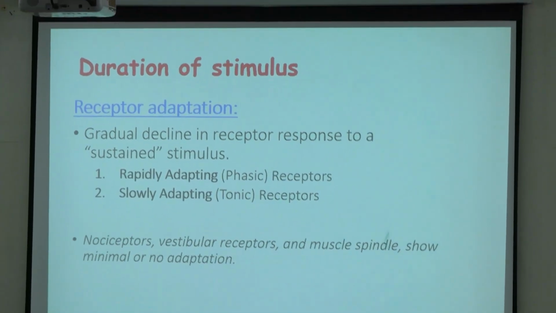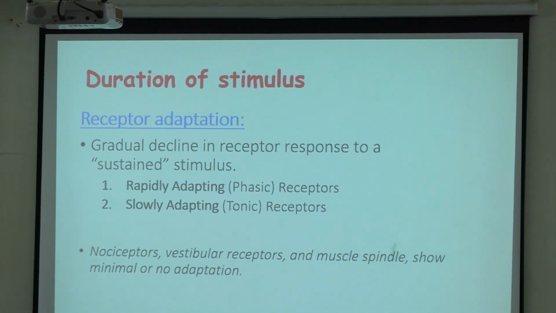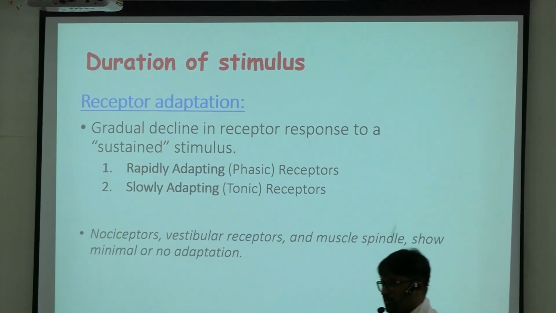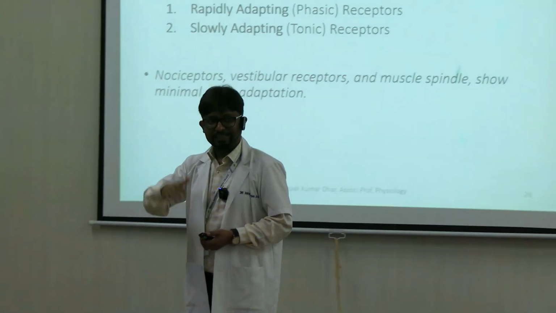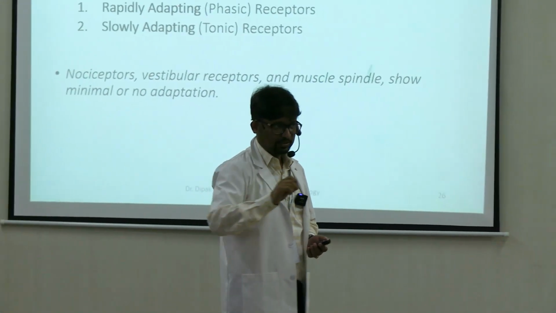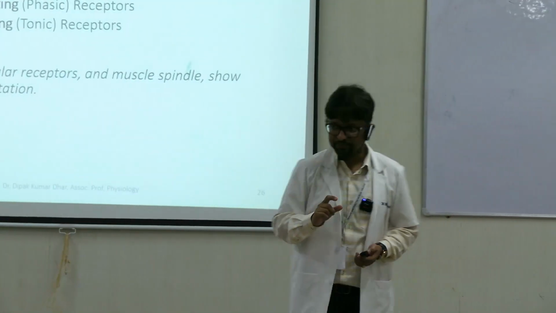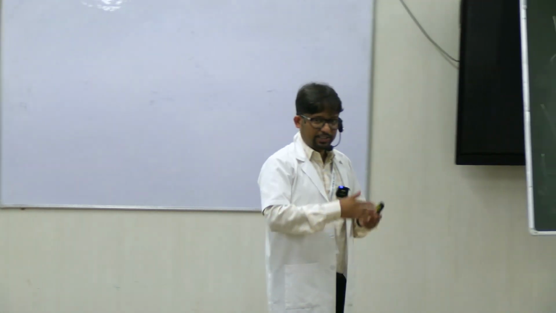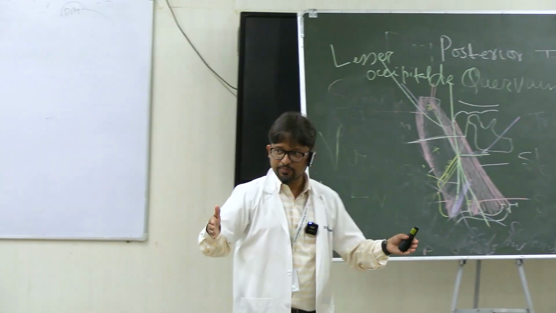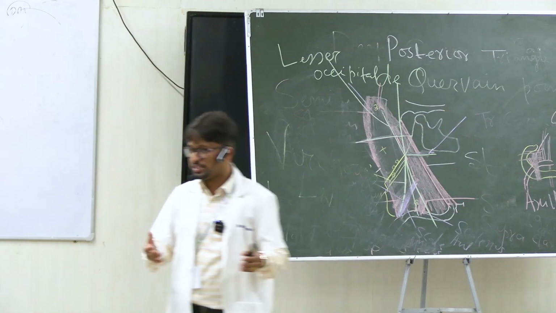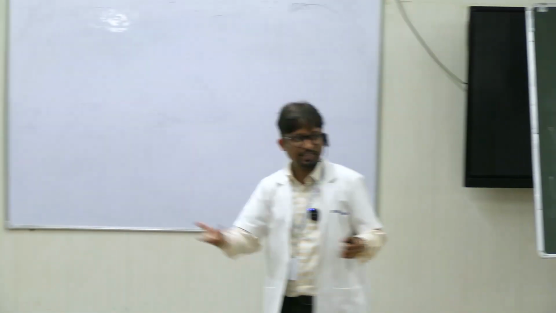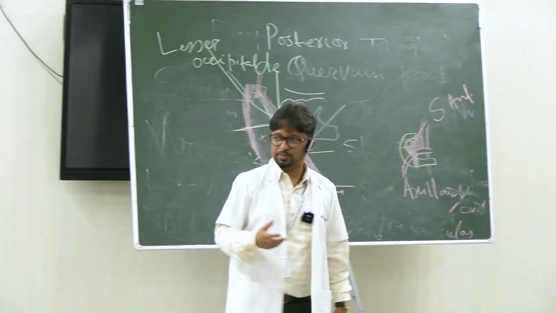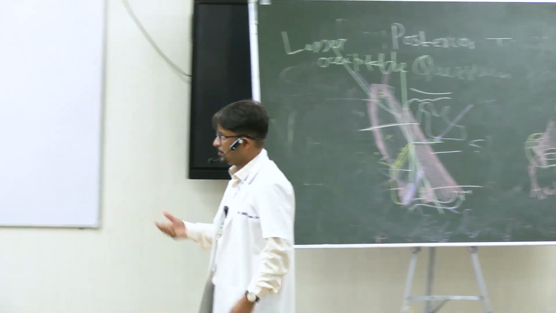The duration of stimulus. So duration of stimulus is identified or appreciated by the start and the end point of receptor activity. Here comes the importance of adaptation, right? So adaptation is the process by which if you give a constant strength of current, the number of action potentials will start declining, right? We say that the receptor has become used to, or the receptor has become adapted to the particular stimulus. This is called as adaptation.